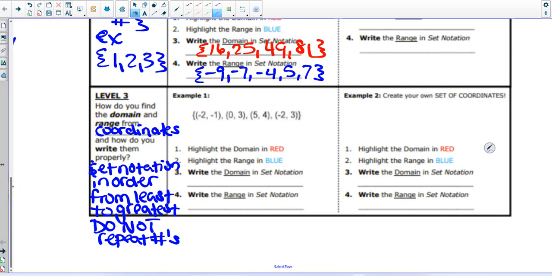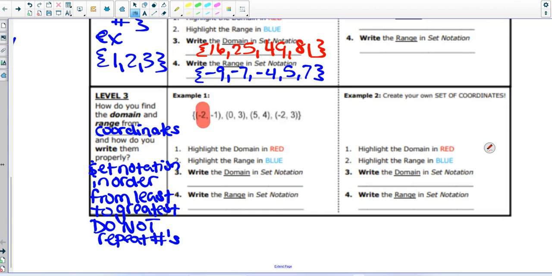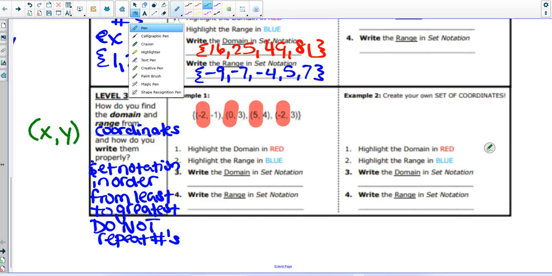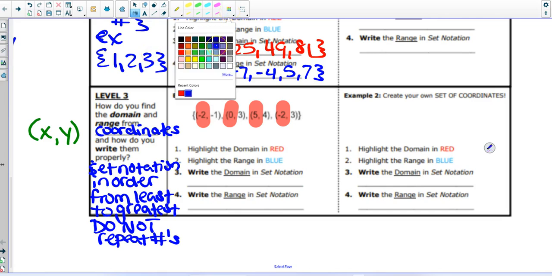All right, this is coordinates. I will highlight my domain red. We are in XY. That's how we write a coordinate, X, Y. Coordinates are X, Y. And my X is all of my domain, and my range is all of my Y values. So I'm going to highlight my Y values too.